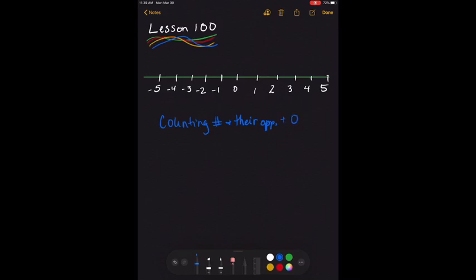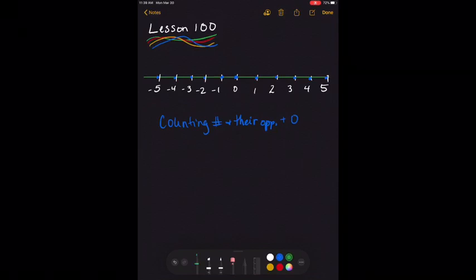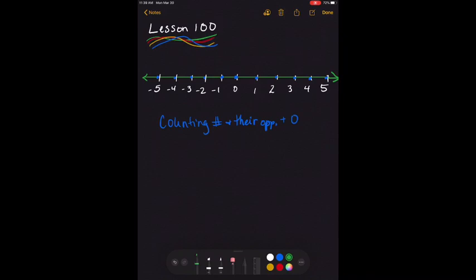plus 0. Okay, so looking at our number line, we could put dots at these integers. 0, 1, 2, 3, 4, 5, -1, -2, -3, -4, -5. And if our line kept going on and on, we could continue on with those numbers.